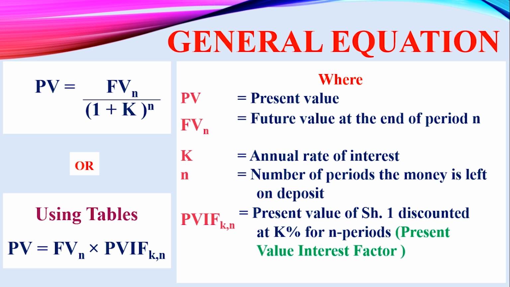When we were looking at the future values, we said that the future value n is given by, you take the present value, then you multiply this by 1 plus k power n. Now we're saying in discounting, we need to do the opposite. This is compounding. You need to do the opposite. What do we do? We need to make PV the subject of this formula. How do you do that?